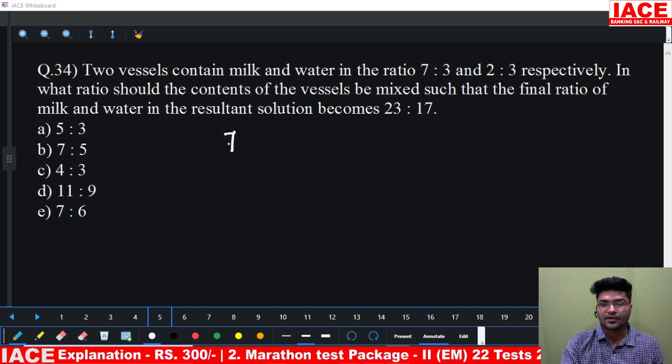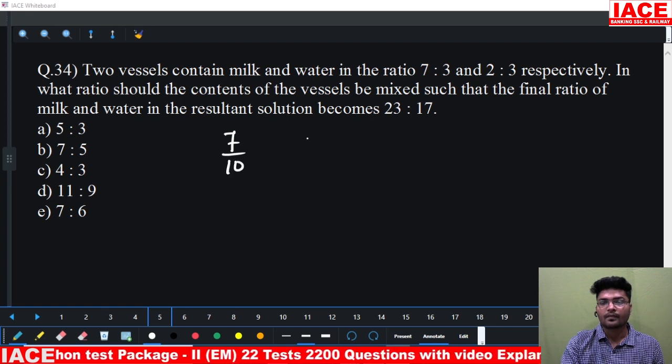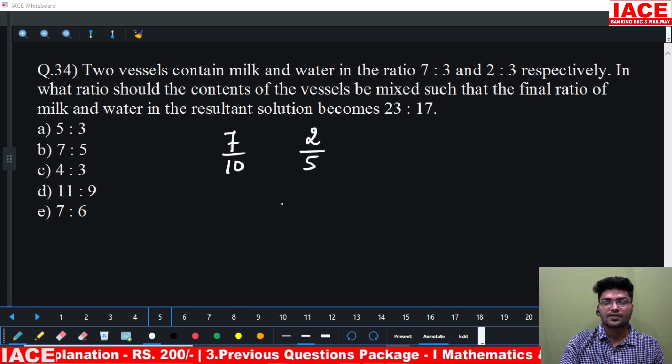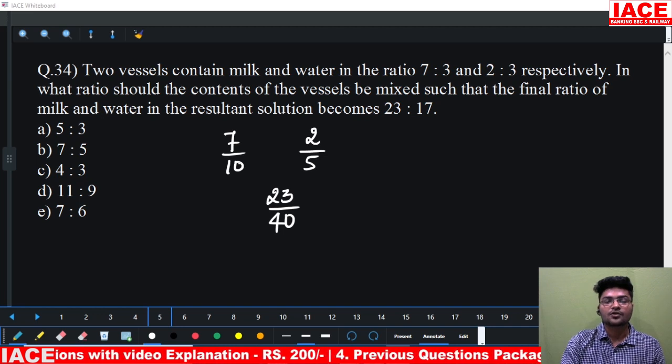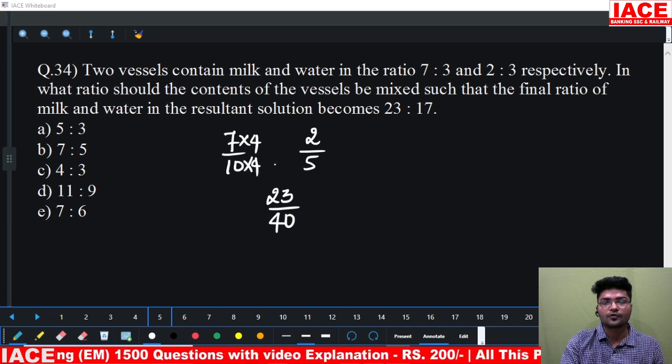This is 7 by 10. This is 2 by 5. And this becomes 23 by 40. So I'll make all the denominators 40 so that it will be easier to cancel. So this will be into 4 and into 4. This also is into 8 and into 8.